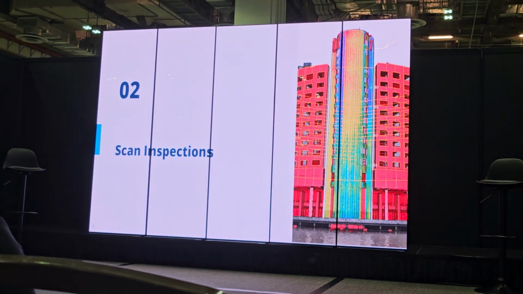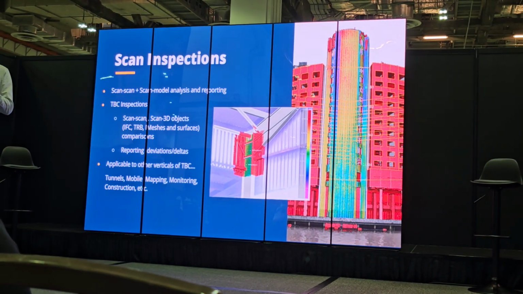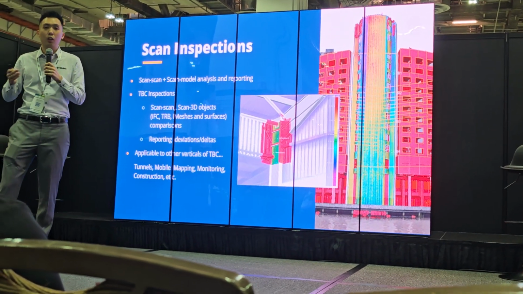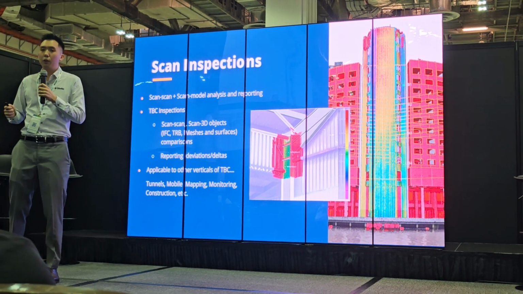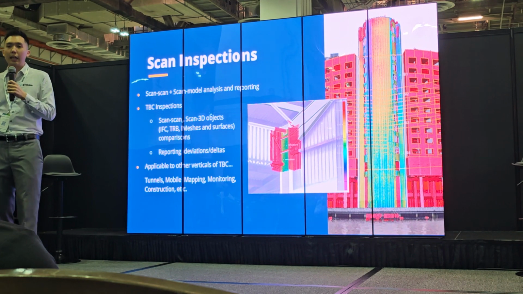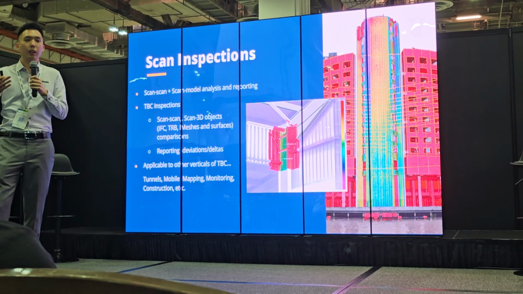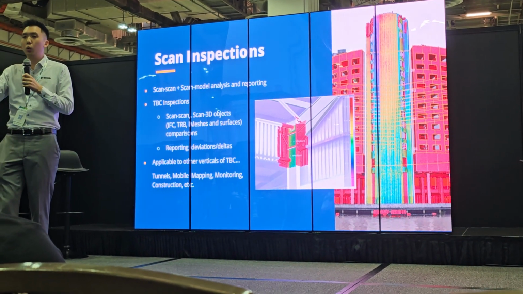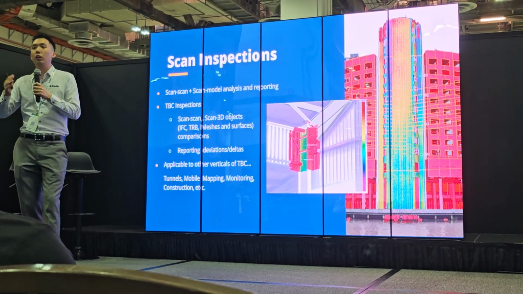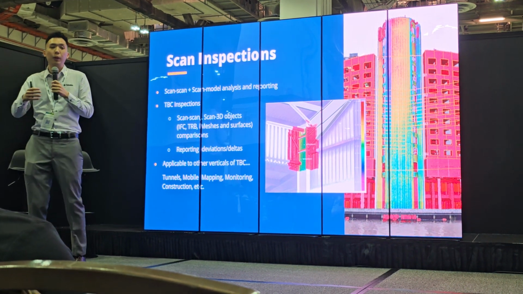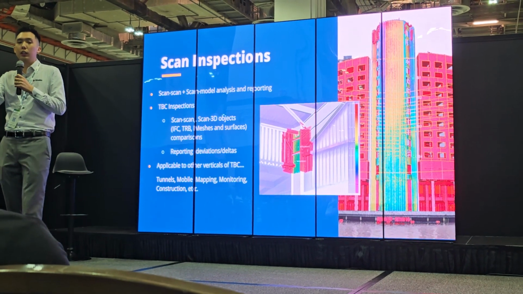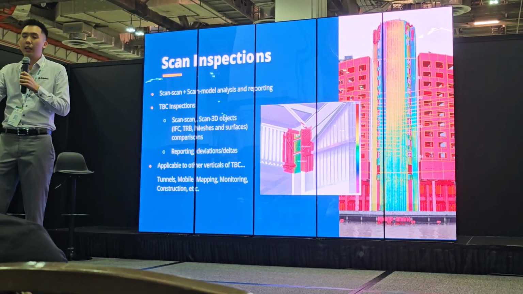Just quickly cover the scan inspections. So scan inspection is similar to what we saw just now in the demonstration in terms of the comparison between point cloud and the model. So the three ways we can do it in TBC, the first is a scan-to-scan comparison, which means that we can compare the differences between two different point clouds, or point clouds that you have captured at two different points in time. So for example, maybe a monitoring kind of application, or an application where you want to see what the changes are between one scan and another.